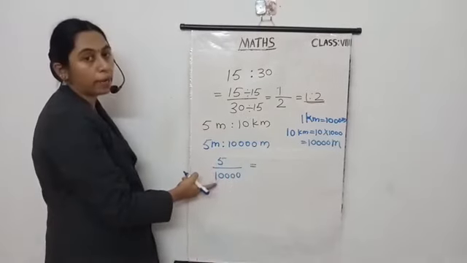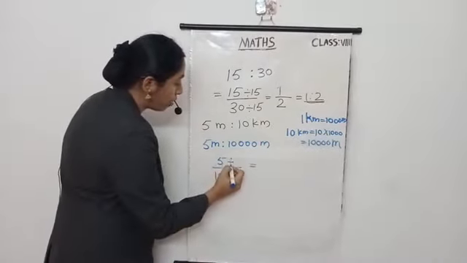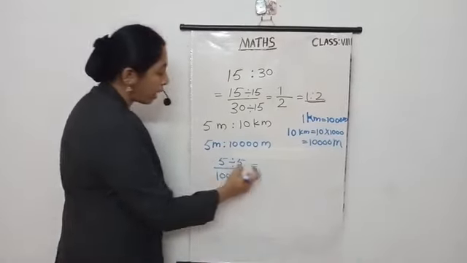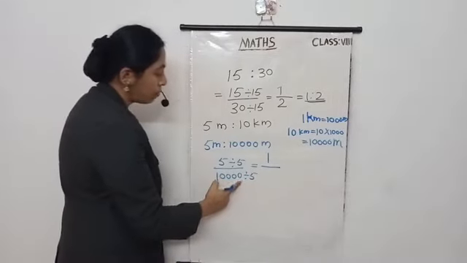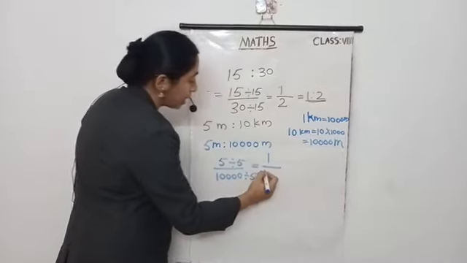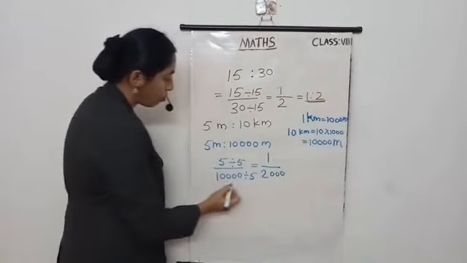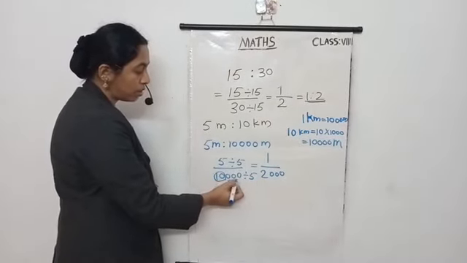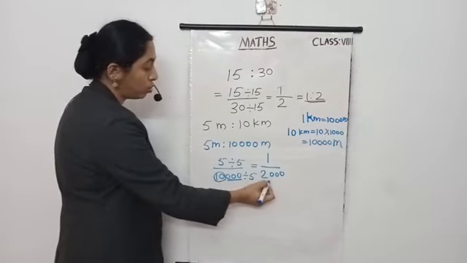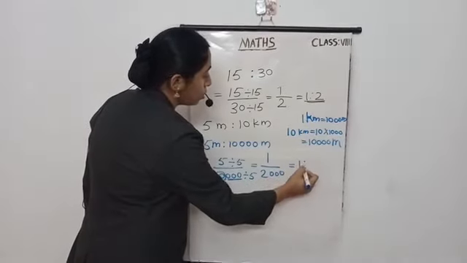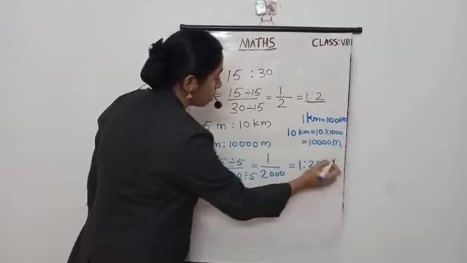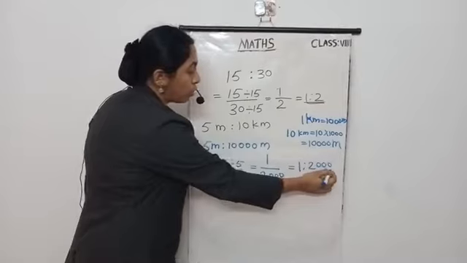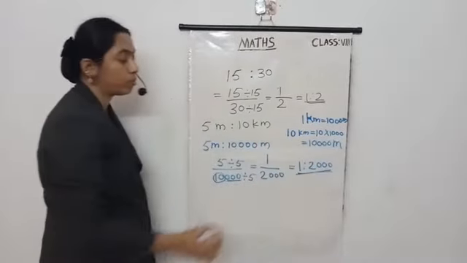Now both are multiples of 5. So we can divide both the numerator and denominator by 5. 5 by 5, 1, and 10,000 by 5 we get 2,000. How? 10 divided by 5 is 2, then these 3 zeros. So this is 2,000. And the ratio is 1 is to 2,000. That is, 5 is to 10,000 is 1 is to 2,000. This is the simplest form of that ratio.